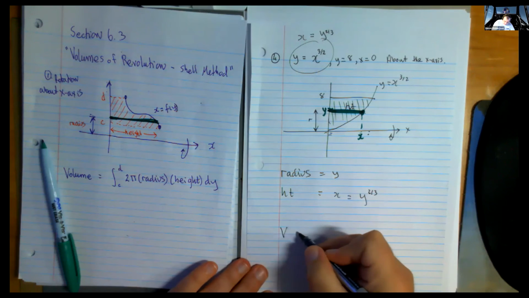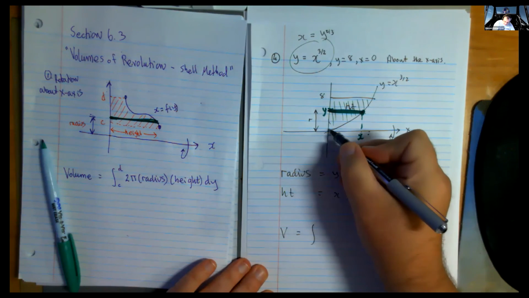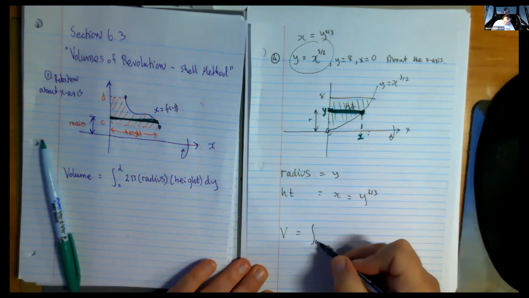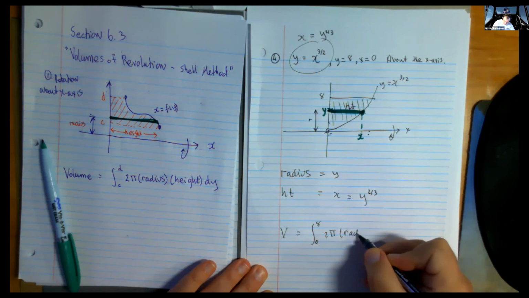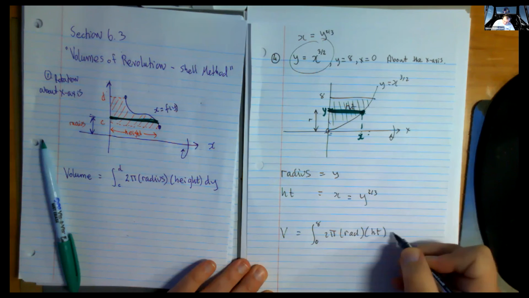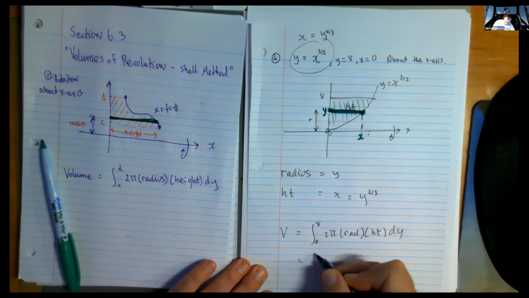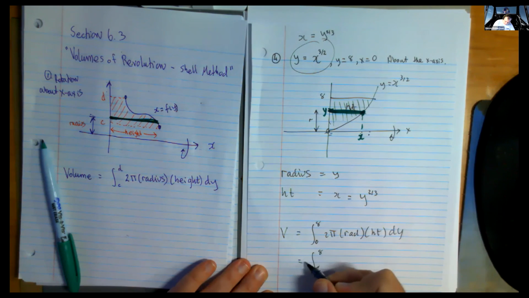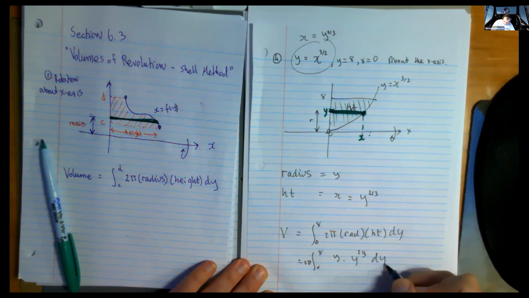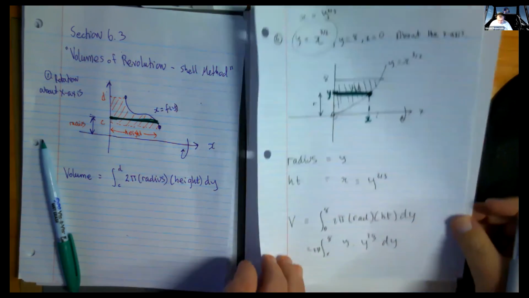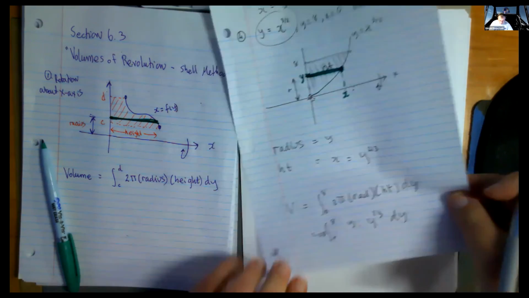So, right, the volume then is going to be from 0 to 8, 2 pi, the radius, the height. The radius is y, the height is y to the 2/3. And then just probably one more line should do it.